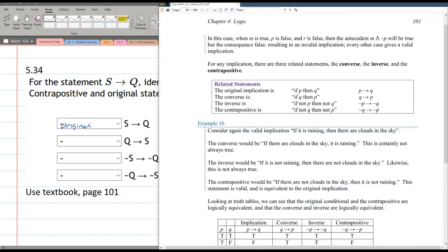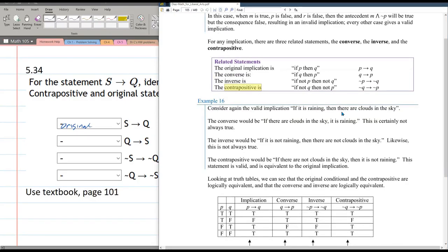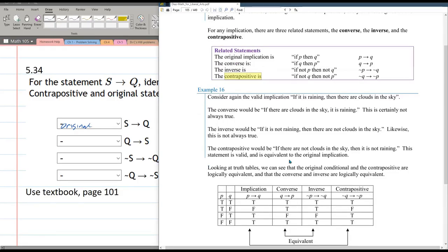This is in chapter 4, and it's page 101. And here is, of course, the original, but here's the converse, inverse, and contrapositive. So right here, you can answer the question directly. Later on, you're going to need a truth table for all of these at different times, and this truth table can help you out quite a bit.